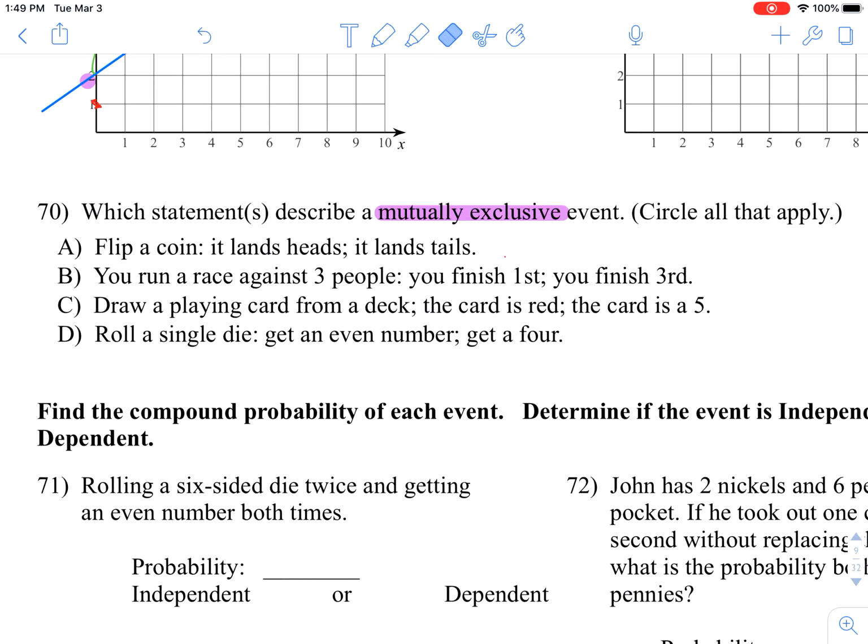So welcome to iLearn Review Day 8. Today we're going to take a look at probability.